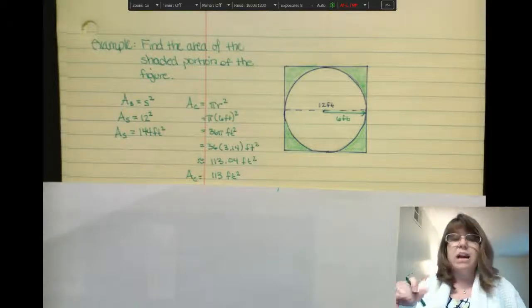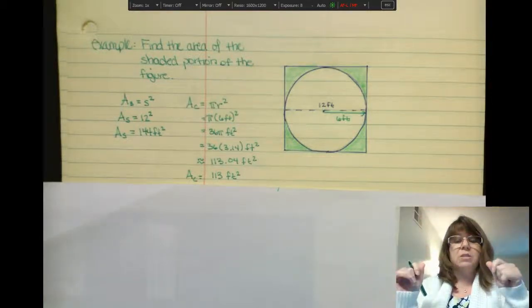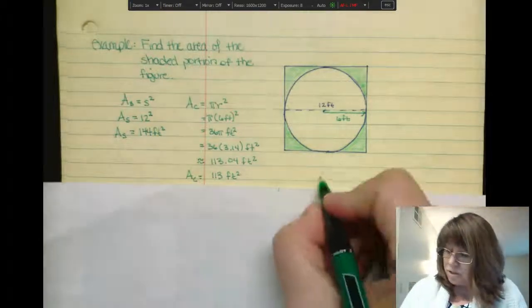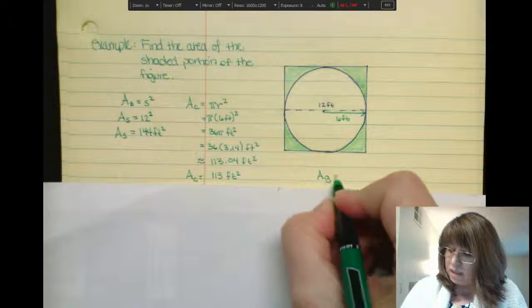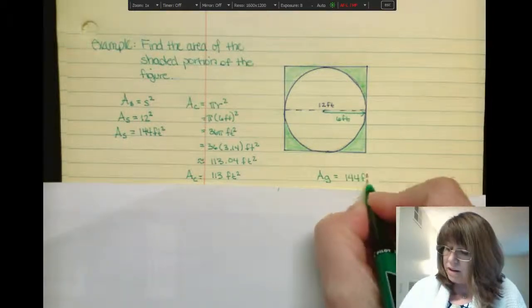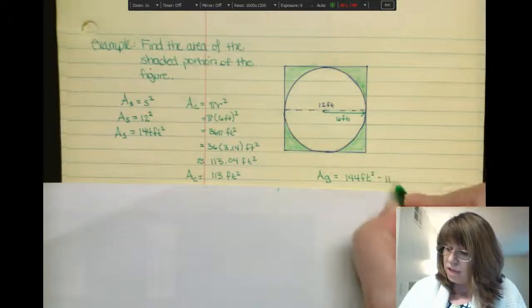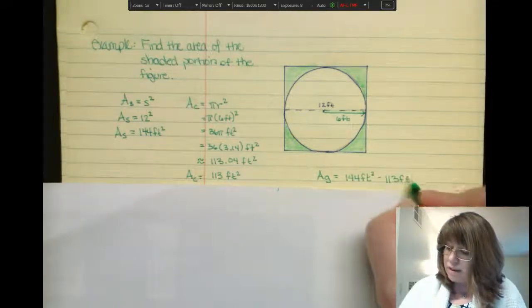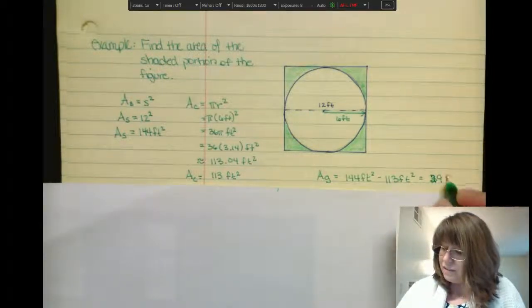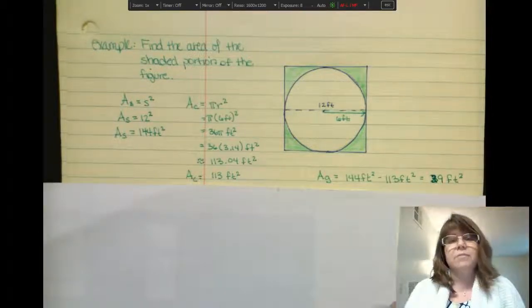Now I need to find out the green area, and that's going to be my area of my square minus the area of the circle. So the area of the green is going to equal 144 feet squared minus 113 feet squared for the grand total of 39 feet squared. That is a 3, 39 feet squared. That's all you have to do.